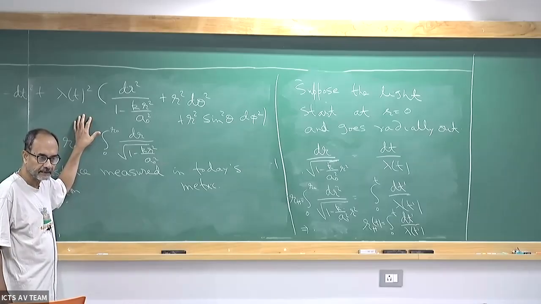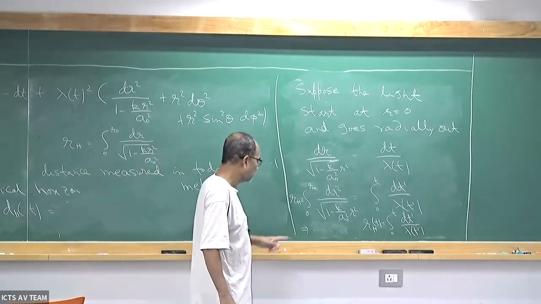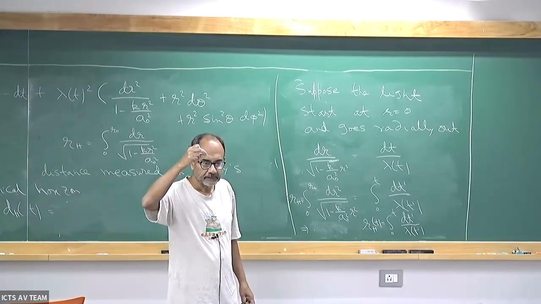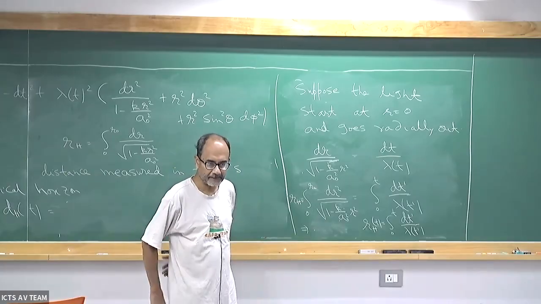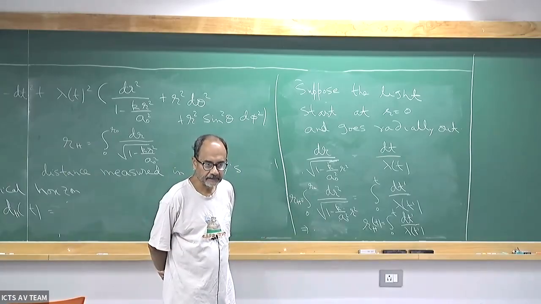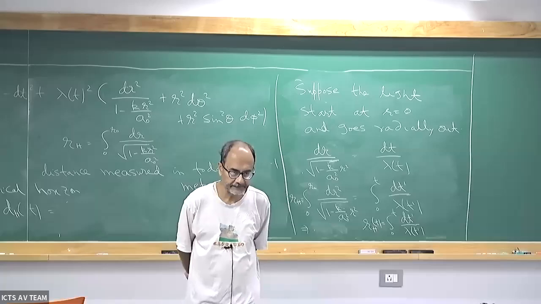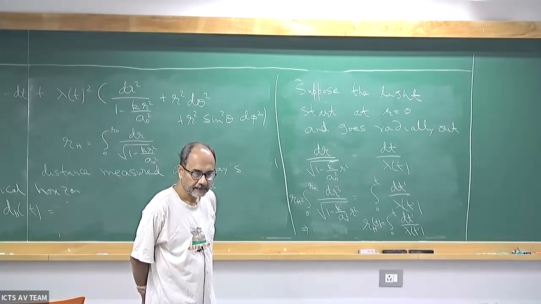Is that clear? R naught is how far in the R coordinate the light travels. If we set k over a0 square equal to 0, then R naught is the same as RH. I have kept R naught because I have not set k equal to 0. But for all practical purposes, R naught is the same as RH.